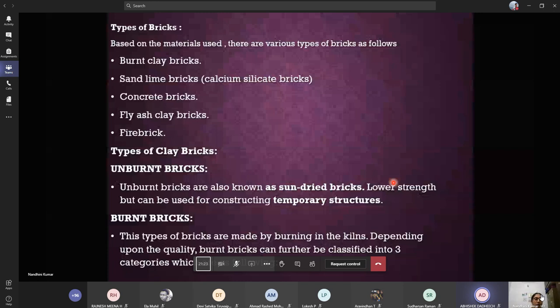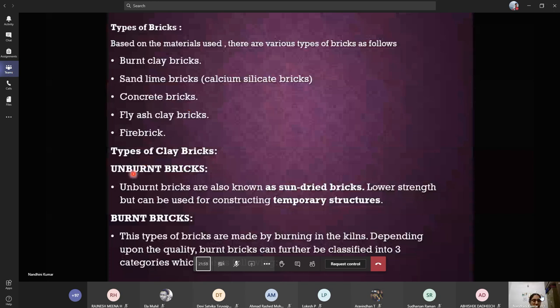Okay, thank you. The types of bricks are classified based upon the materials used. We'll see what those are: burnt clay bricks, sand lime bricks, that is nothing but calcium silicate bricks, concrete bricks, fly ash bricks, fire bricks. These are the basic fundamental types of bricks. But nowadays you have numerous alternative bricks, invented through multiple researches, which ended up as new materials. We'll see the conventional materials as of now.